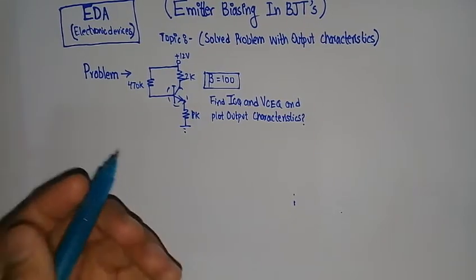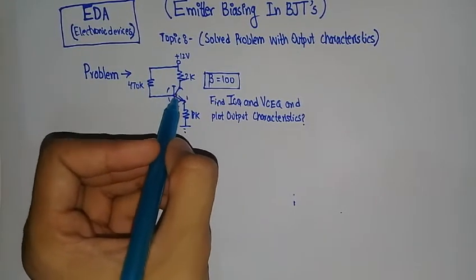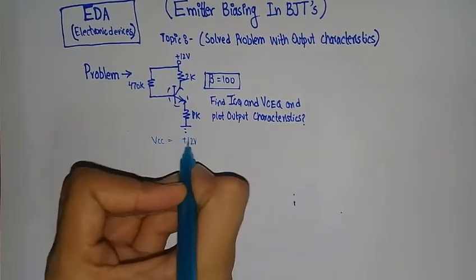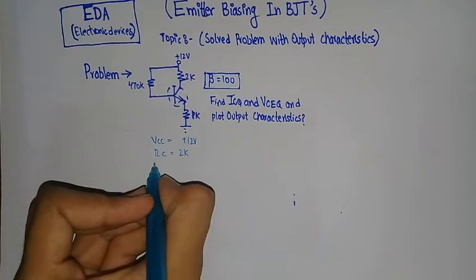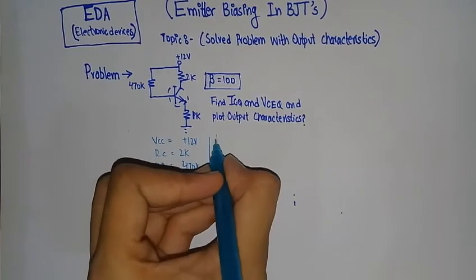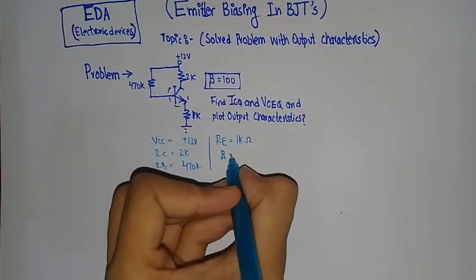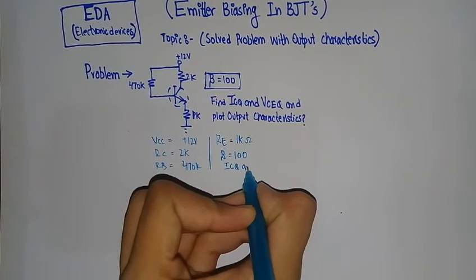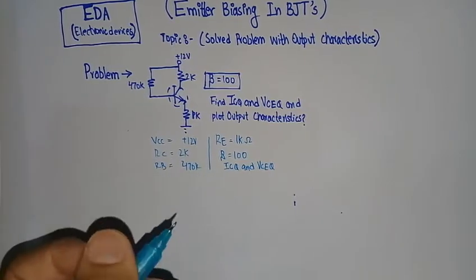So the problem of today's lecture is given at this point, and you will see that all of the parameters of this circuit are given: VCC is plus 12 volts, RC is 2 kilo ohms, the base resistance RB is 470k, the emitter resistance is 1 kilo ohm, and beta of the transistor is 100. You will have to find ICQ and VCEQ. ICQ is simply IC and VCEQ is simply VCE.